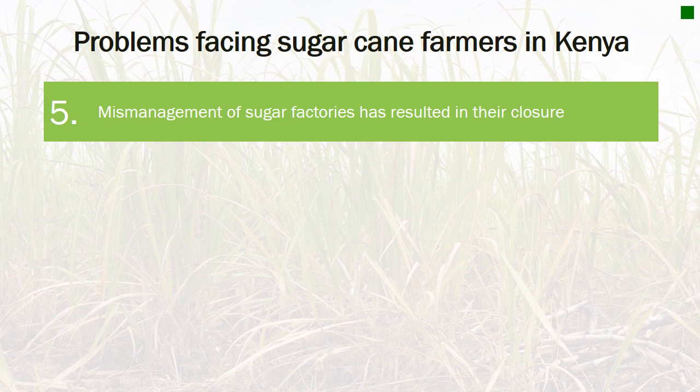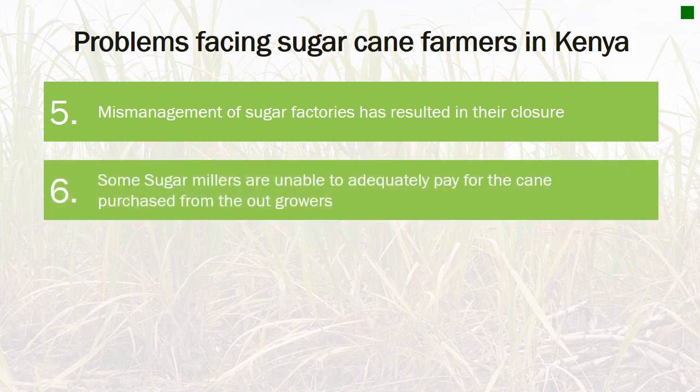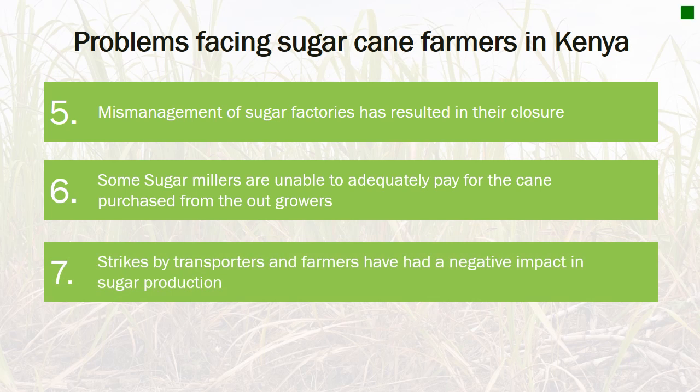Next is mismanagement of sugar factories that has resulted in their closure. Next problem is some sugar millers are unable to adequately pay for the cane purchased from the outgrowers, and this leads to low income for the farmers, thereby lowering their morale. Next problem is strikes by transporters and cane farmers that have had a negative impact in the sugar production. So those are the problems that face sugarcane farmers in Kenya.